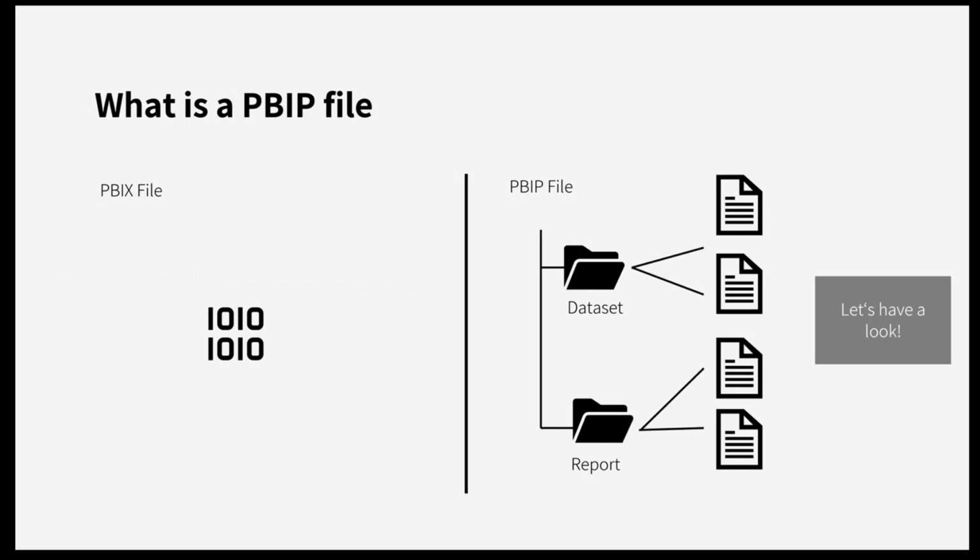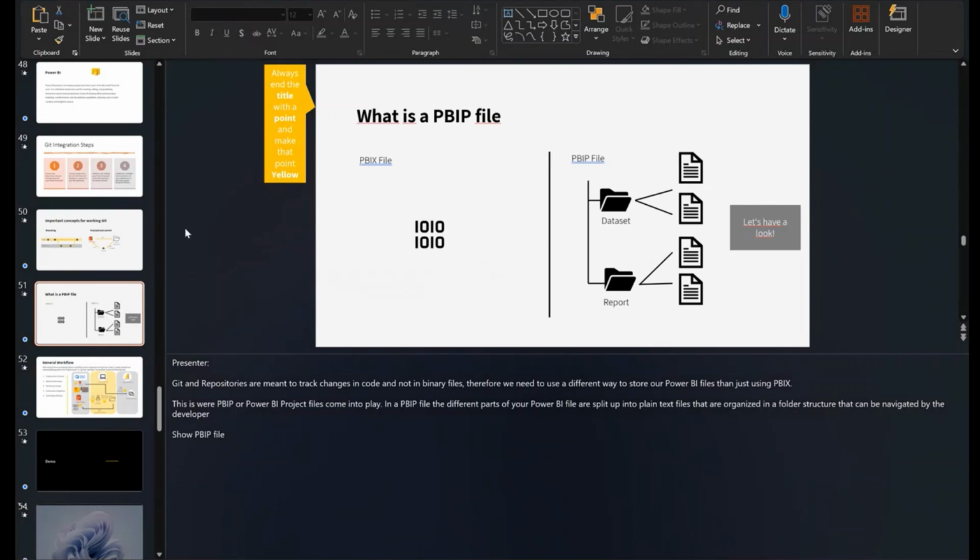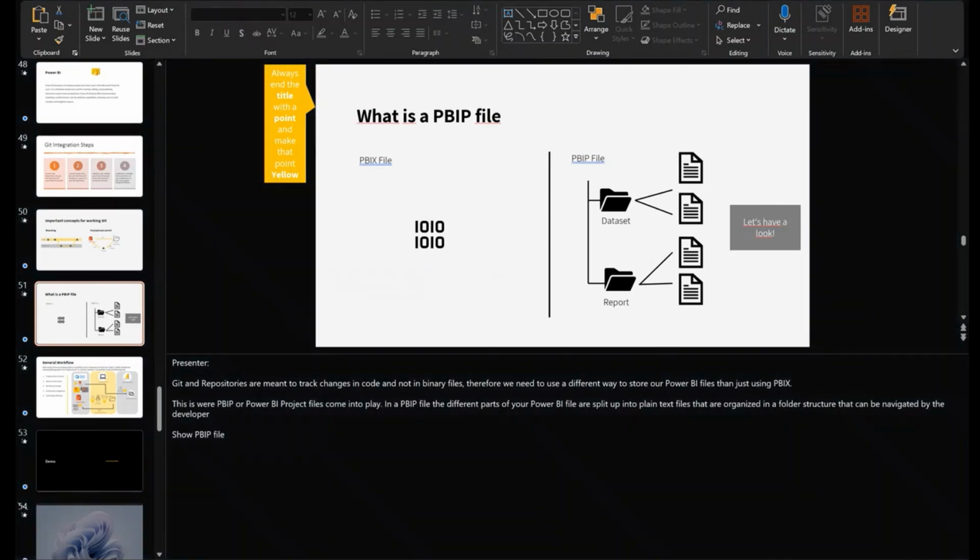So from this binary file, it becomes a way to actually display what you did in this binary file as code, and thus you can actually enter it into your Git repository and then publish it. I will just show it, because it's way easier if you have a look at it, and if I'm not talking too much about it. So let's have a look at what a PBIP file looks like.